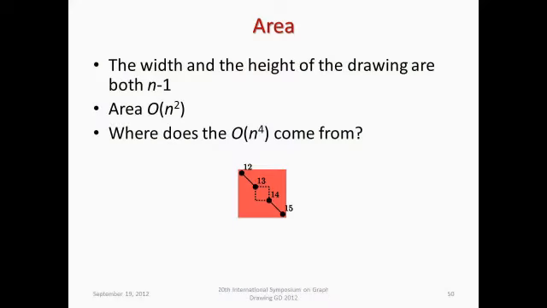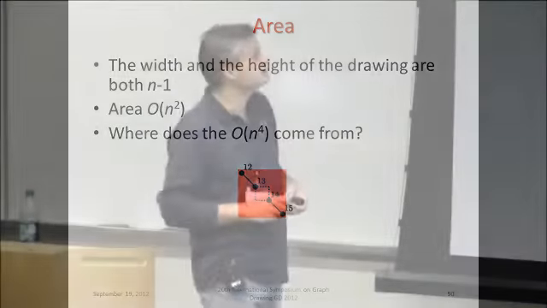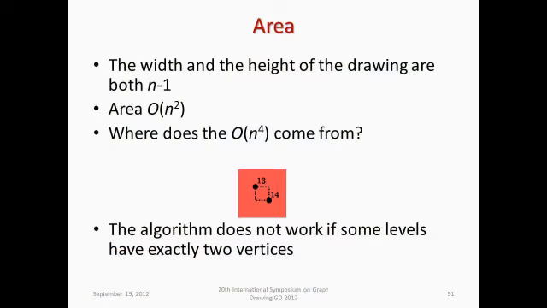It's very easy, but what is the area? If you look at the drawing that I showed you, the area is n squared because it is n times n. So where does the n to the 4th come from? The problem is that I didn't say the truth. Because I told you that if I consider these 2 vertices and I consider the expanded rectangle of influence, it contains the neighboring vertices. But what happens if these vertices are not there? So what happens if the level has only 2 vertices? Well, in this case, the algorithm doesn't work.